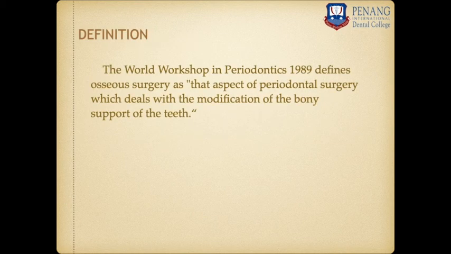Osseous surgeries have been defined as that part of the periodontal surgery which deals with the modification of the bony support of the teeth, or the supporting alveolar bone. Whatever modifications are done to the supporting alveolar bone by surgery are called osseous surgeries, whether it is a resective surgery or a regenerative surgery. So whatever modifications are done to the osseous bone are called osseous surgeries.